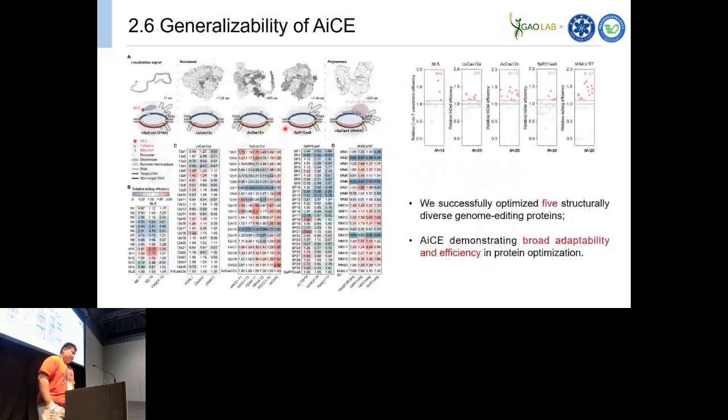Encouraged by these results, we asked, can ACE be applied beyond the deaminases? We tested it on 5 structurally and functionally diverse proteins, including a nuclear localization signal, aka NLS, 2 Cas12 nucleases, SpRY-Cas9, and MLV polymerase from prime editors. Despite their differences, ACE successfully identified high-performance variants from all 5.